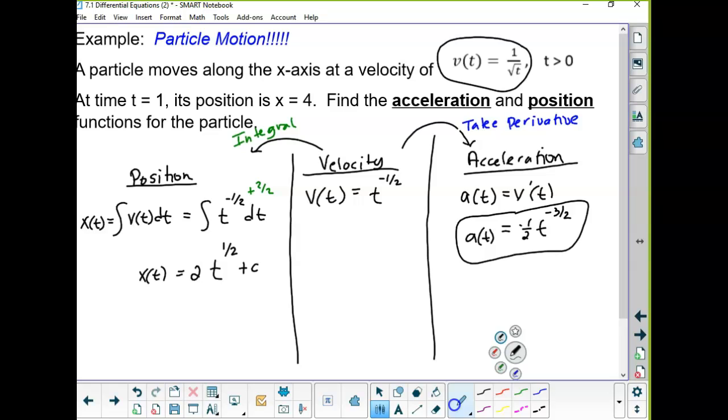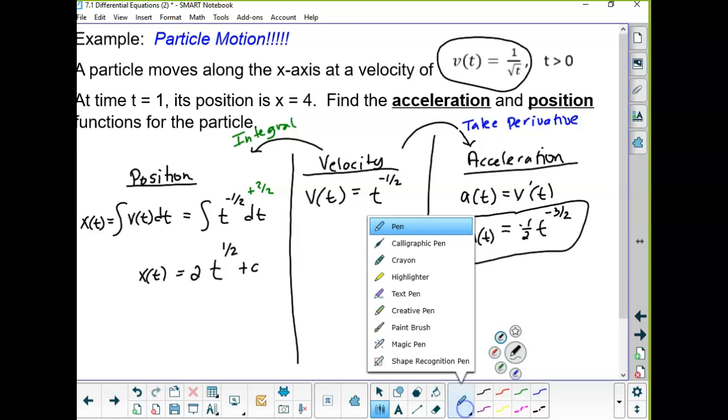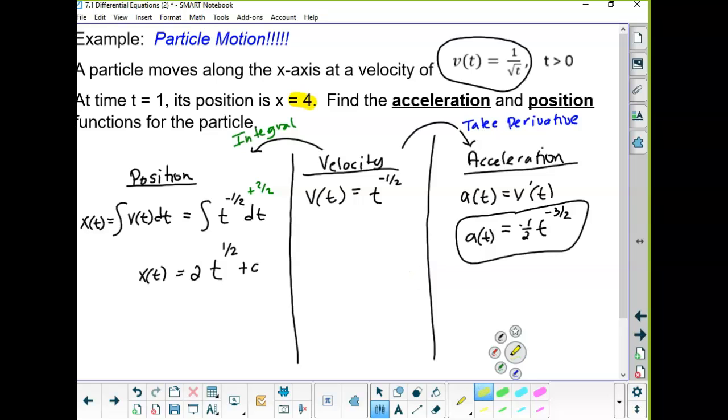And there's my position equation. But we're not done, right? That has a plus c in it. That's a general solution. I want specific pieces because I know that they gave me a specific point. You have to be super careful with this. t is 1, and x of 1 is 4.